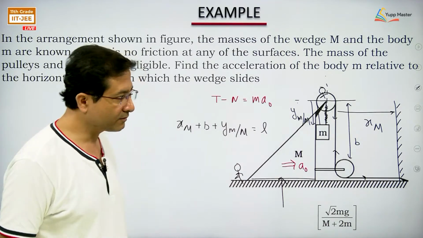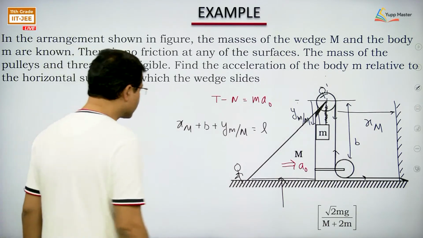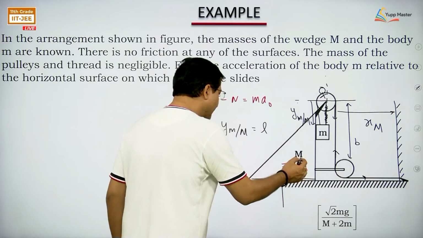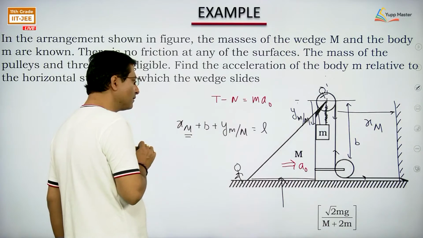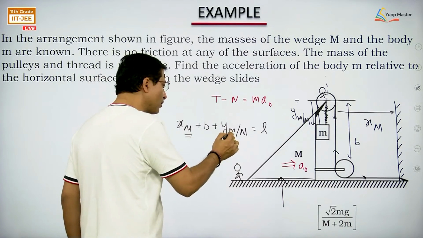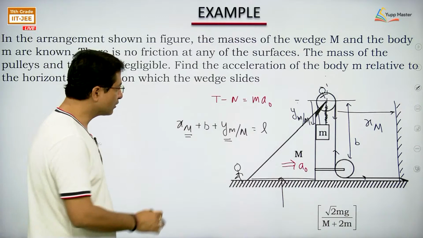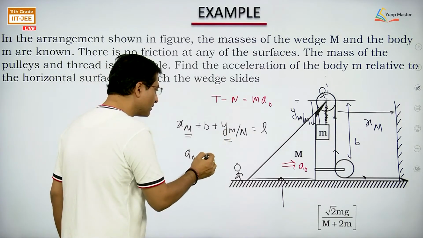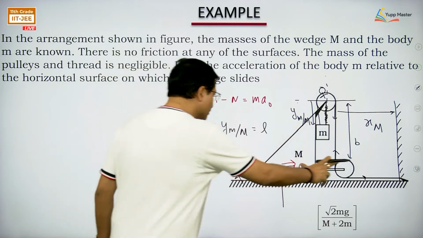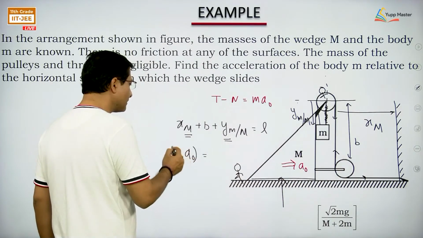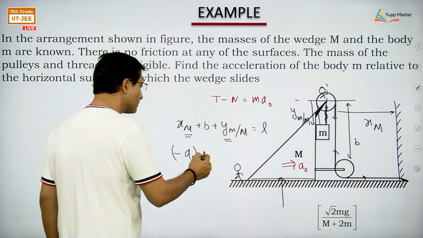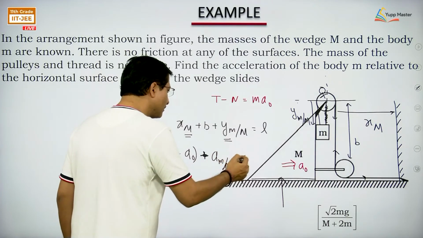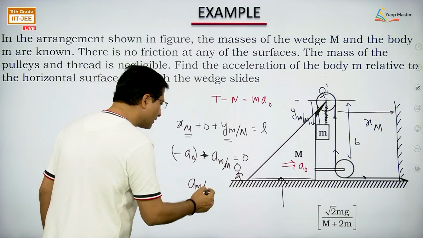Let's differentiate this one. If I differentiate this equation twice, I'll get the relation between the acceleration of capital M with respect to ground and the acceleration of small m with respect to capital M. So if I differentiate here, I'll get a naught, and here after differentiation, this is reducing, so minus sign, and then this is plus acceleration of small m with respect to capital M is equal to 0. That means we are going to get the same relative acceleration.